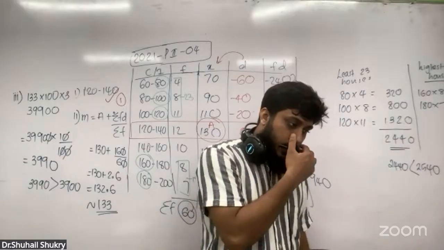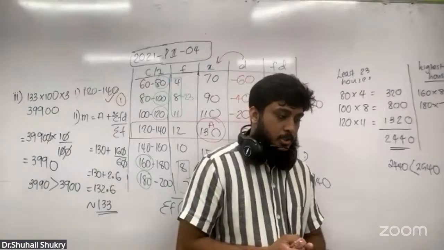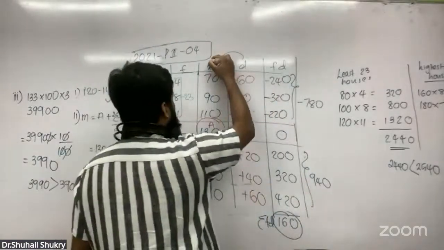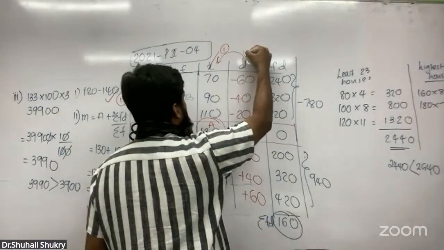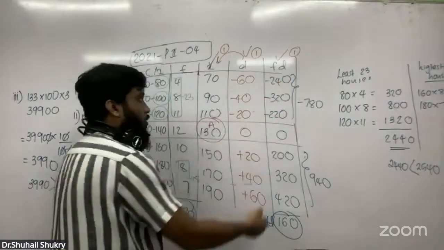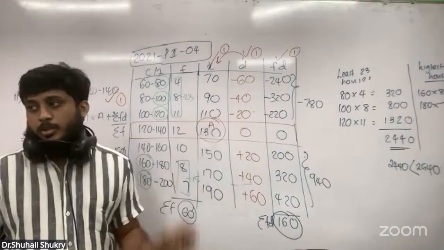How have they given marks for the table? For the X column, they have given 1 mark. For the D column, they have given 1 mark. For the FD column, they will give 1 mark. X column 1, D column 1. Even if 1 FD is wrong, they won't give that 1 mark. Even if 1 D is wrong, they won't give 1 mark.